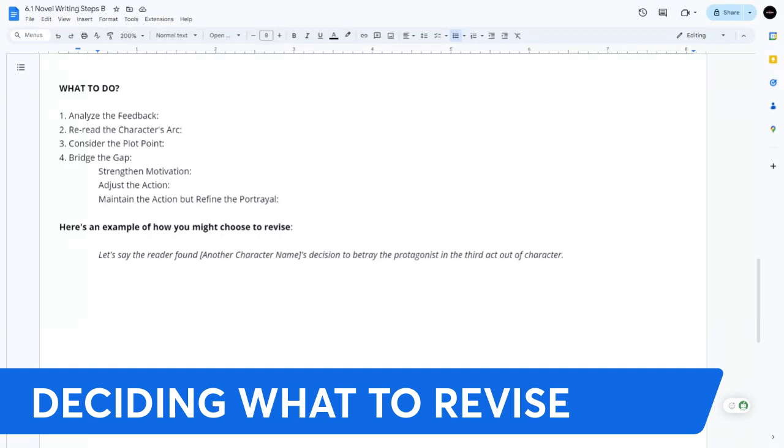In reality, it brings us to three. Consider the plot point. Look at your plot. Look at the character arc and see if they are moving along, not only with the plot of the narrative, but the plot of their character arc and making sure that all the beats are there. Because sometimes the disconnect could be because you're missing some connecting plots.